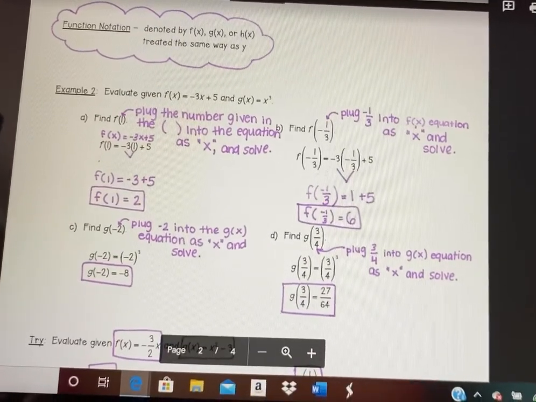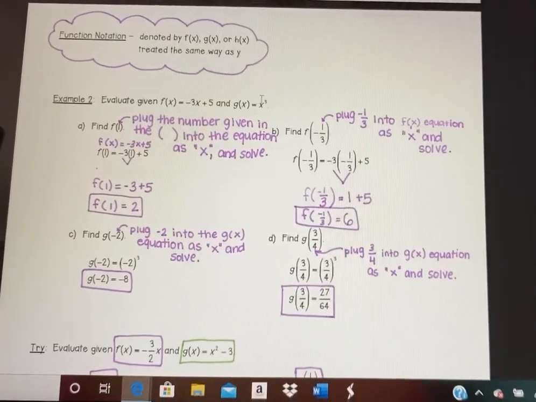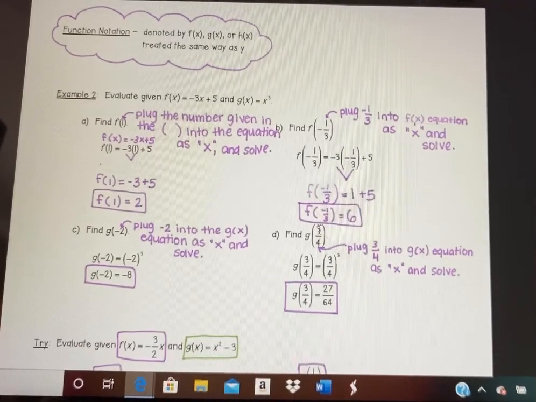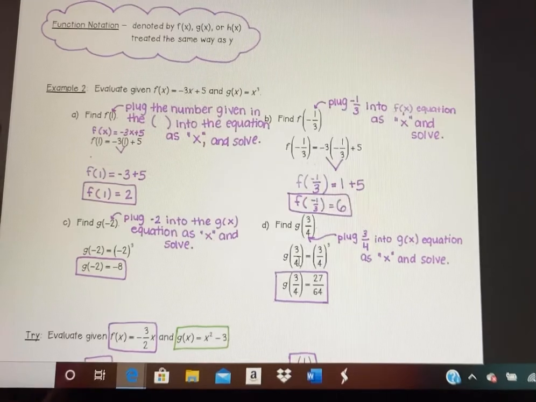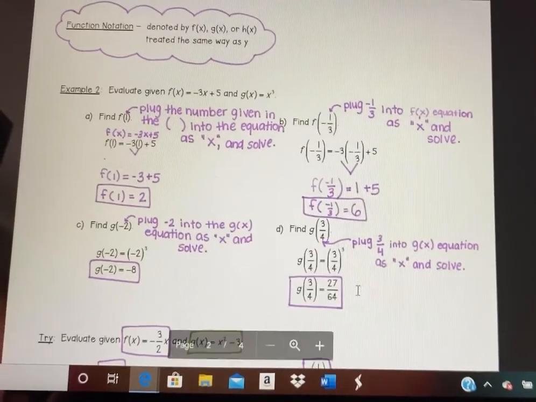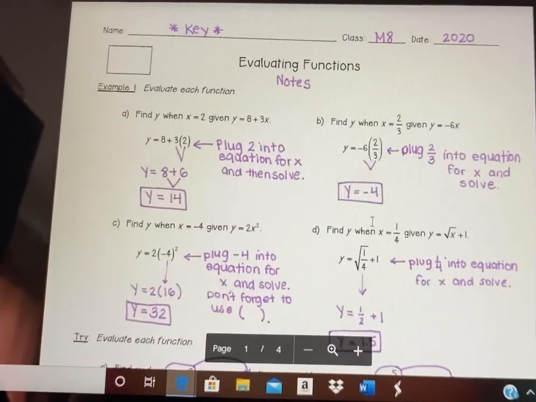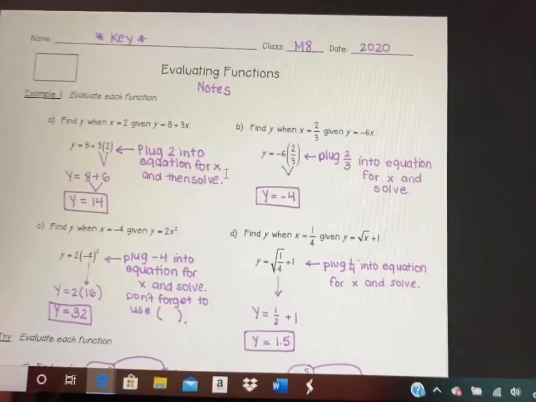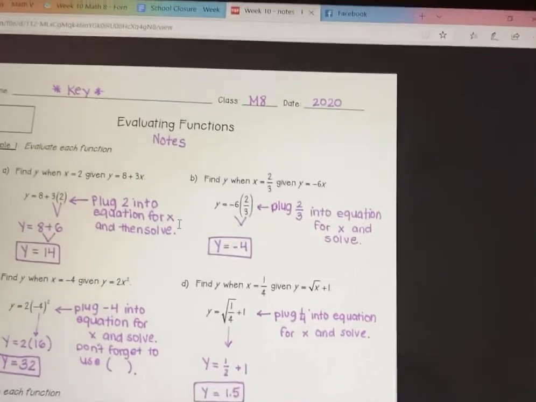And that's true for all of these, including the g of x. So g of x is this equation given up here, g of x equals x cubed, and they're asking for g of 3/4. So you would just go in and plug in 3/4 for every x value that you see, and then solve. So those are the first two types, where you're given the equation and you plug in the x value, or you're given f of x and g of x and you plug in the value in the parentheses.